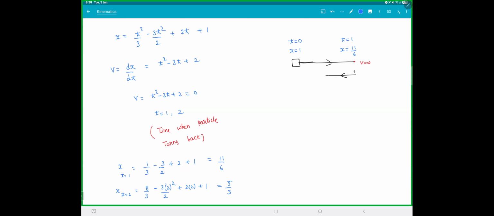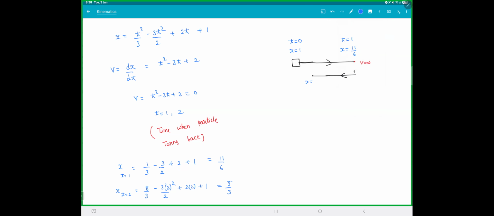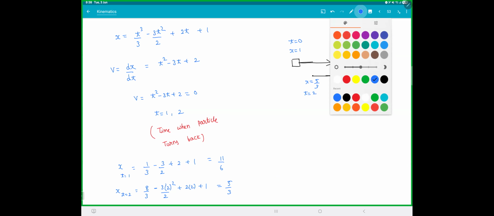So this guy will go back somewhere till here. So you reach a point x is equal to 5 by 3 when your time is t is equal to 2 seconds. And then again you come to rest.